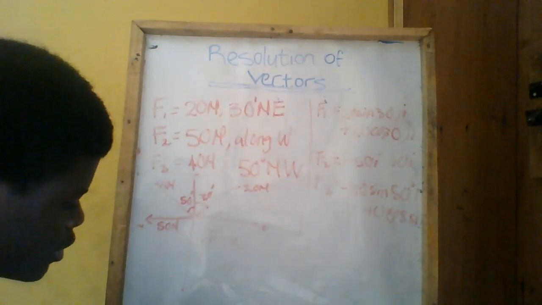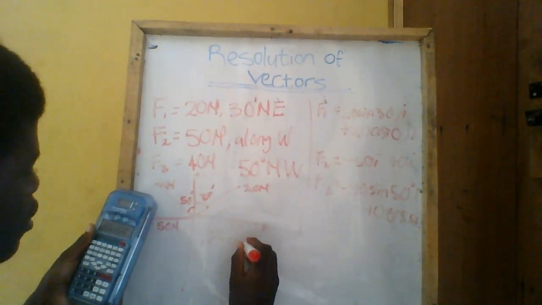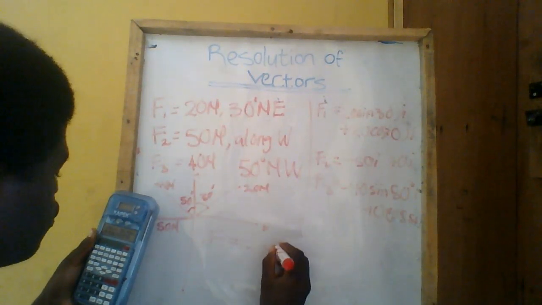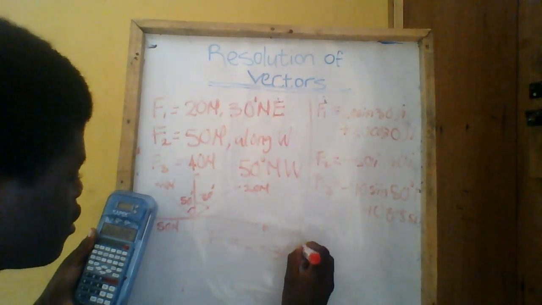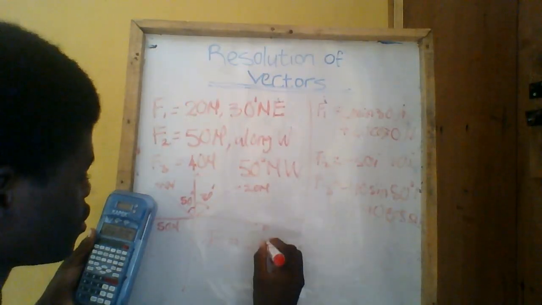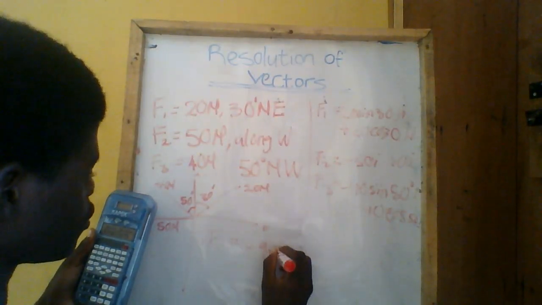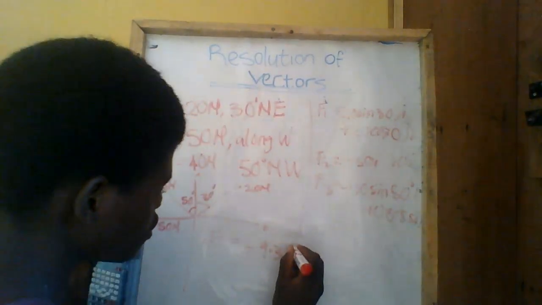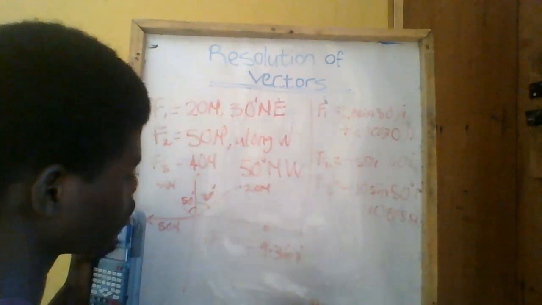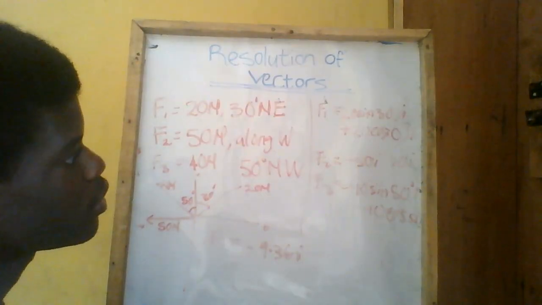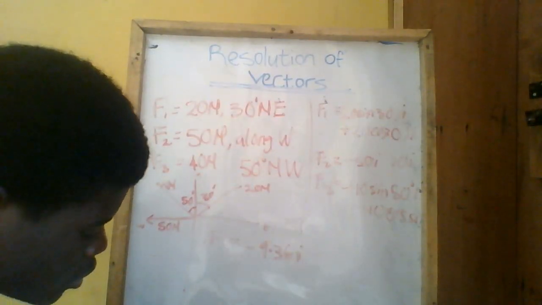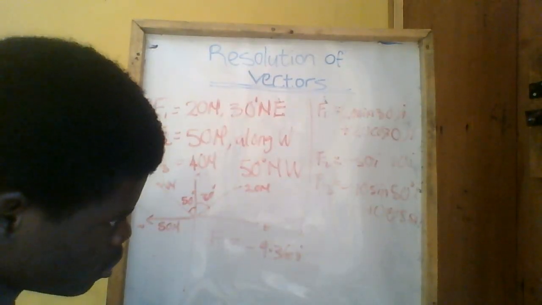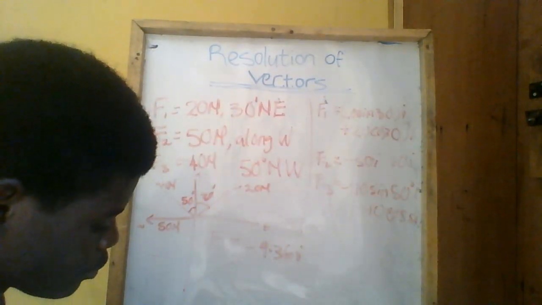That's minus 9.36 i. Let's see, that's minus 9.36 i. So let's add that for j: 20 cos 30 j plus 0 j plus 40 cos 50.